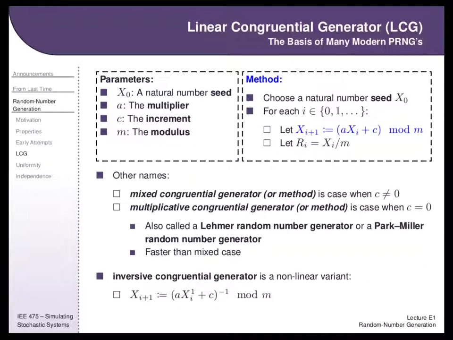And there's a couple of different names the book goes over, depending on whether the increment is non-zero or 0. If it's called multiplicative, that just means c is equal to 0. If it's called mixed, that means c is not equal to 0. And there's a bunch of other names that you find in the literature. There's even other slight forms where they take the inverse.